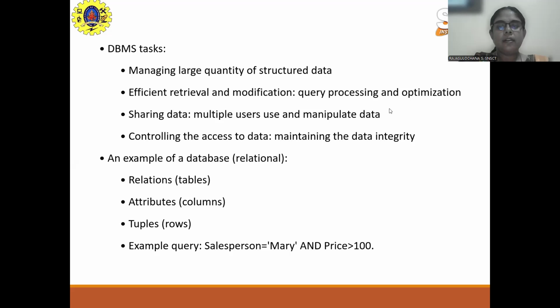Retrieving data from the relational data model is done with the help of a query. Here is a sample query: salesperson equal to Mary and price greater than 100. This particular query will retrieve the records that match the salesperson name Mary and price greater than 100.